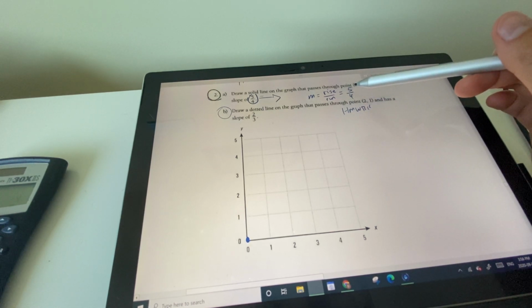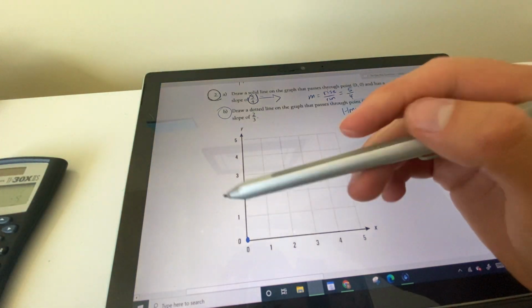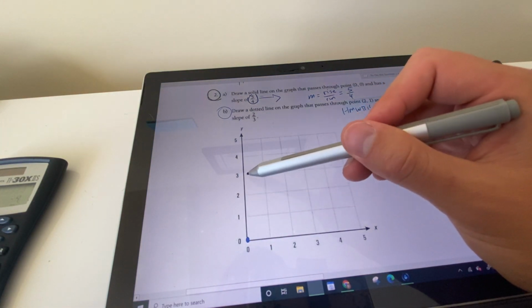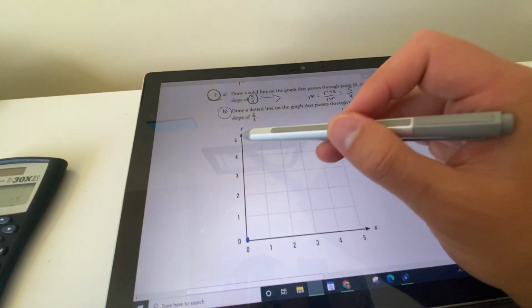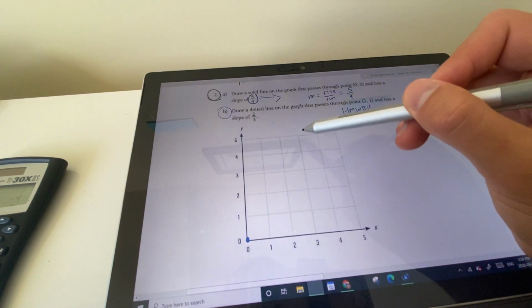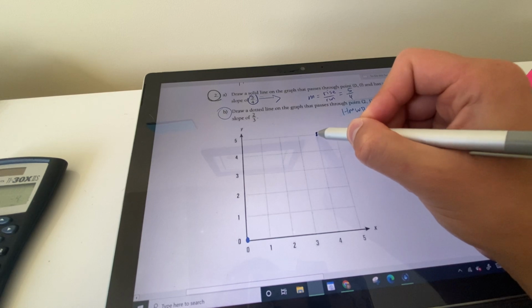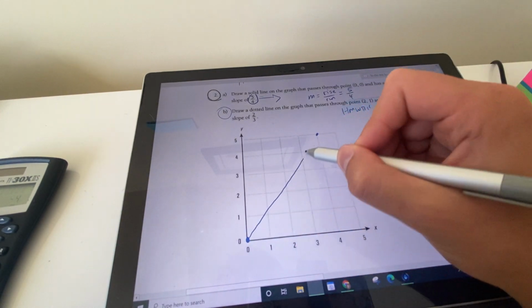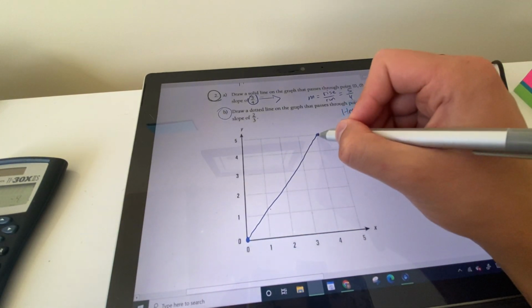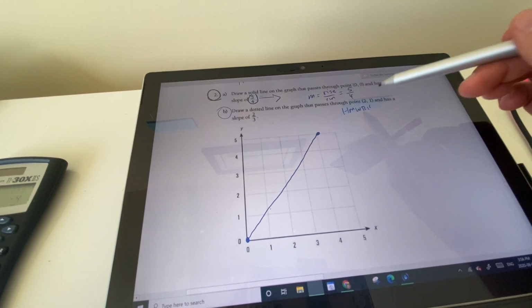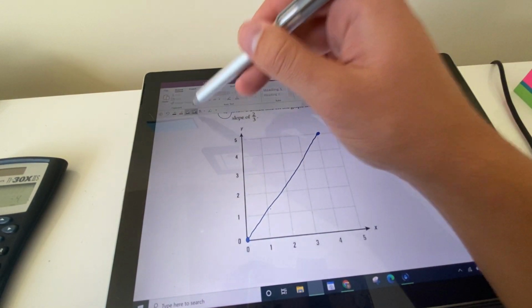We're rising up 5 units, and every 5 units we rise up, we go 4 units to the right. So 1, 2, 3, 4, 5. Now we go 4 units to the right. 1, 2, 3, 4. So our next point would be here, and now we can connect those points. When you do this, I'll start you off on B.